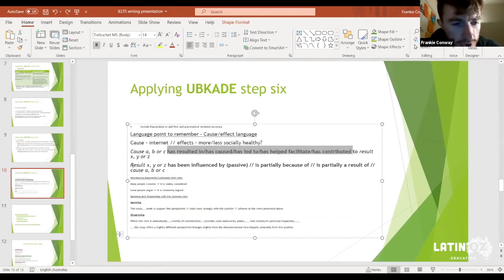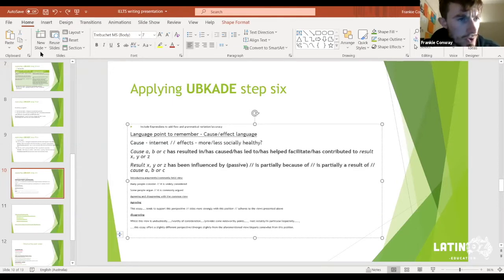Then, guys, you could flip it. So you could say the result first. Let's say the result is improved social potential has been influenced by, so this is the passive, the internet. Or improved social potential is partially because of the internet. Or improved social potential is partially a result of the internet. And we can see, guys, the internet is the cause. So we can either say the cause first and then the effect, or the result first and then the cause.